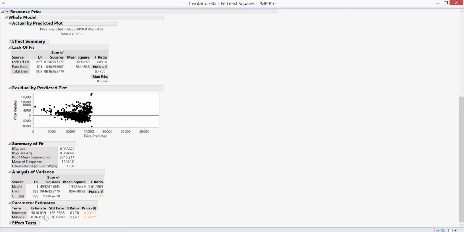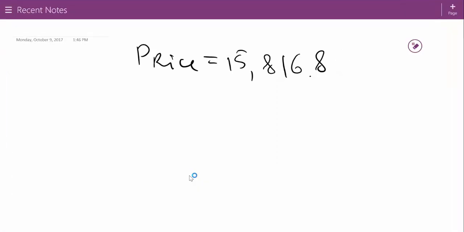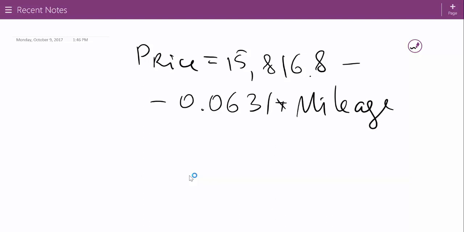So at least that part I got right as far as the sign goes. Minus 0.0631 multiplied by the mileage. This is my model, ladies and gentlemen. Any questions? Make sense? All right.